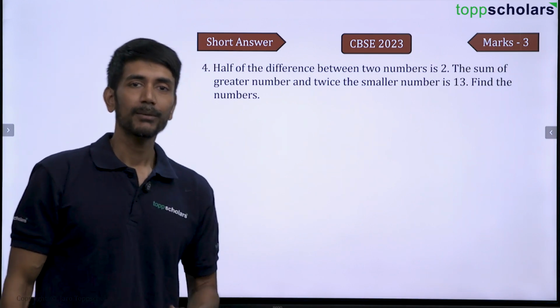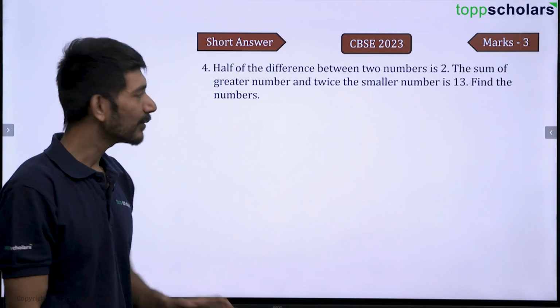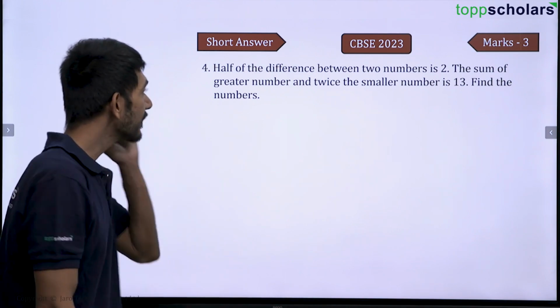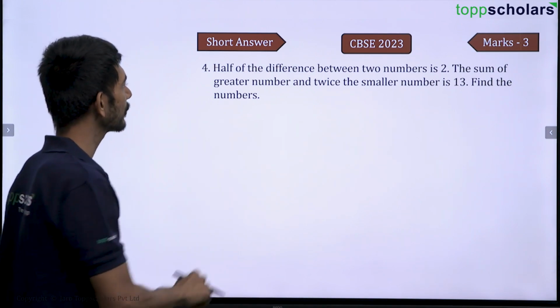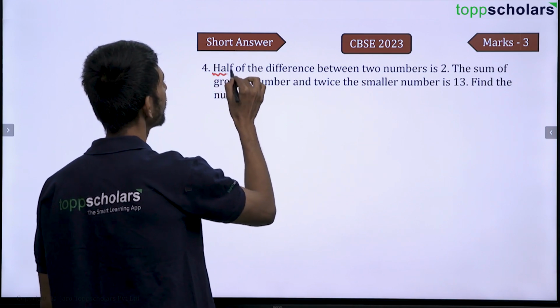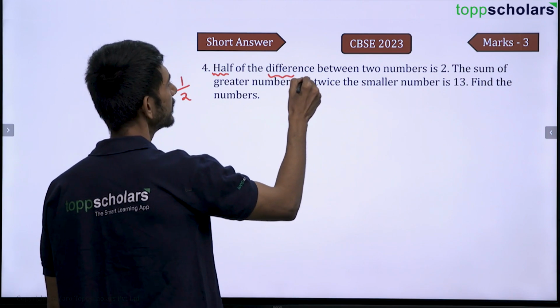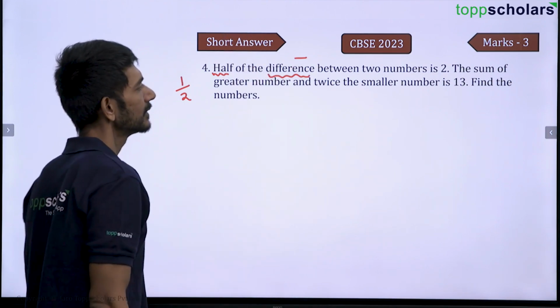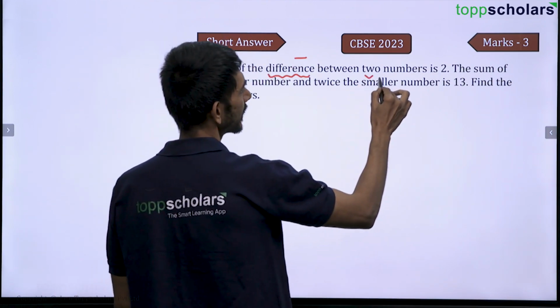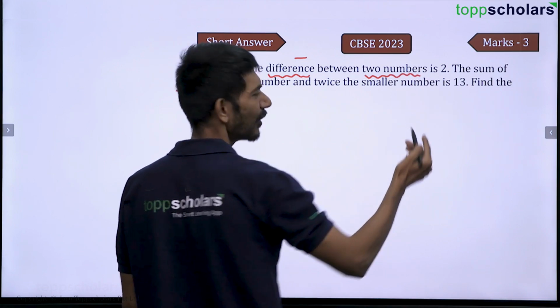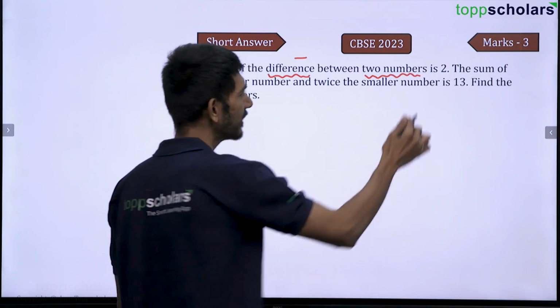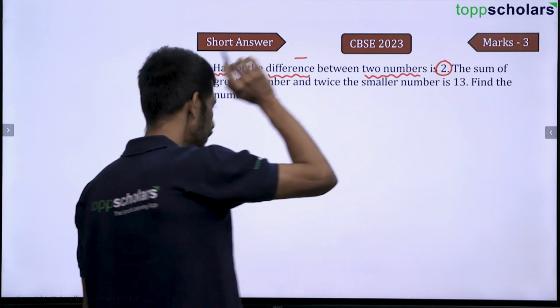Alright, so we have a word problem asked in 2023. This is a word problem, interesting question. The question is very easy. Half the difference of two numbers. Half means 1 by 2. Difference means minus. We can assume the two numbers as a and b, or say x and y if you're comfortable with x and y. Half the difference of two numbers is 2.